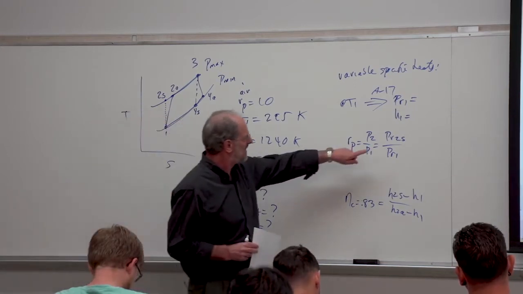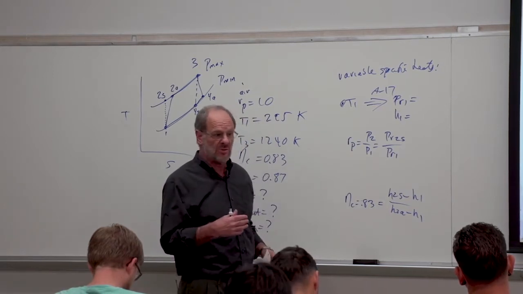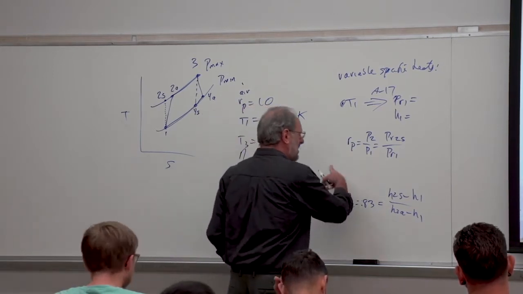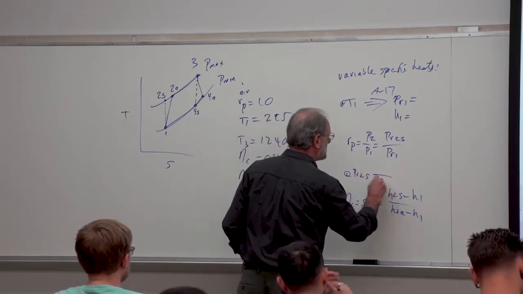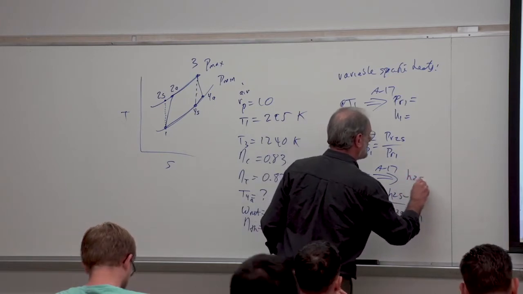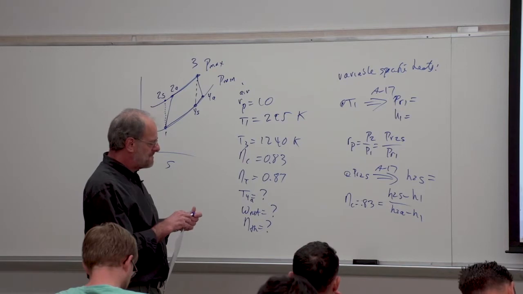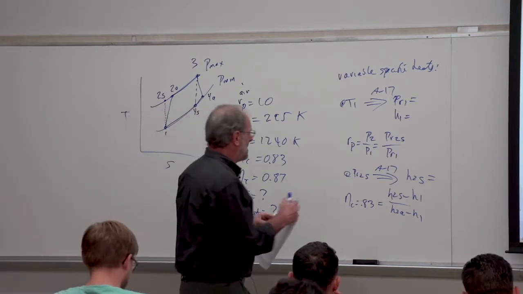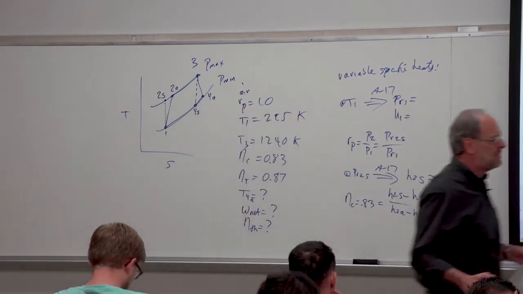And by the way, once we've found PR2S, we are going to have to go back into our property tables and look up the enthalpy at 2S. So I really missed something in here. So at PR2S, back into A17, and that gives me H2S. And again, we'll look up the numbers here in just a moment. Okay. And nonetheless, solving this problem will allow me to find H2 actual.